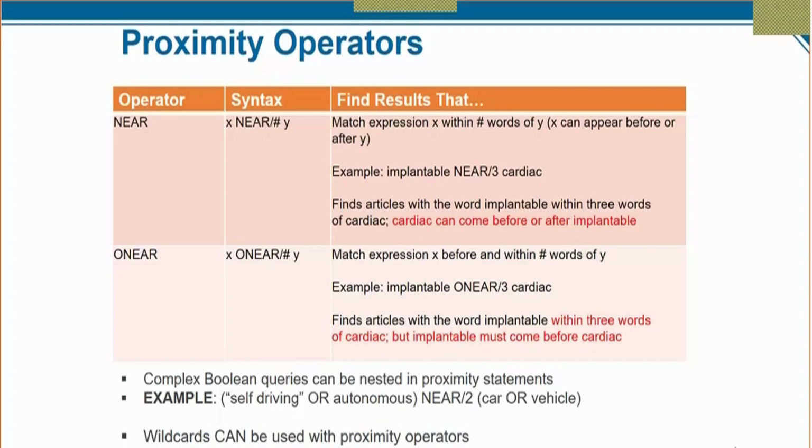ONEAR says look for the words only in the order specified. So for the example, it's implantable ONEAR/3, within 1 to 3 words of cardiac, only in the order specified in metadata or full text.